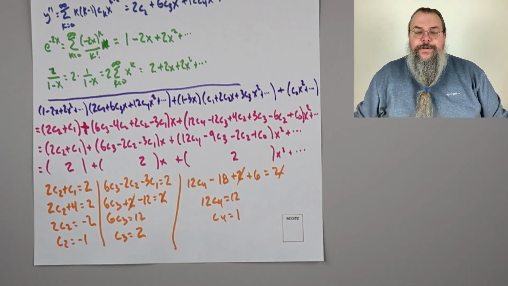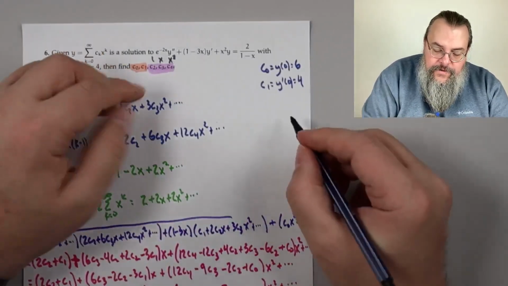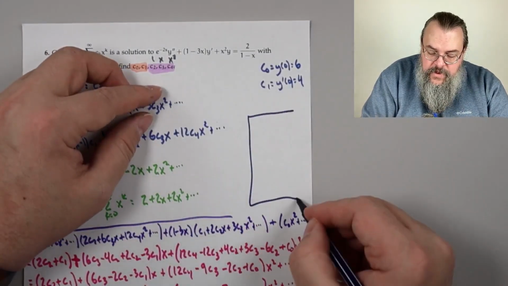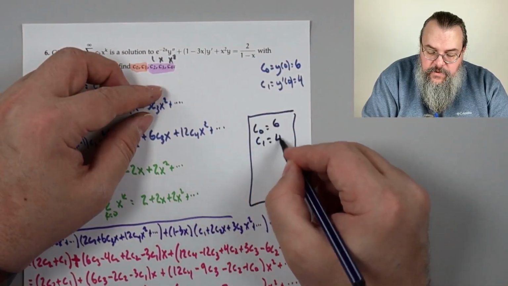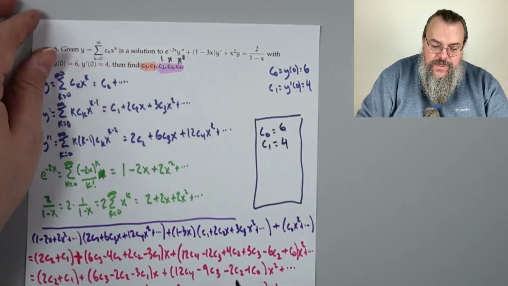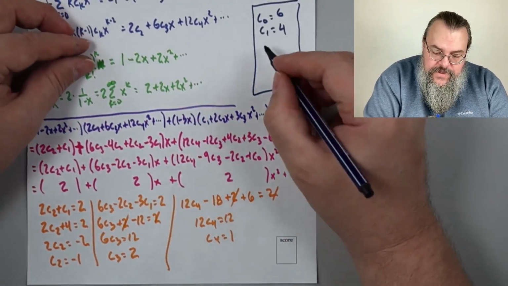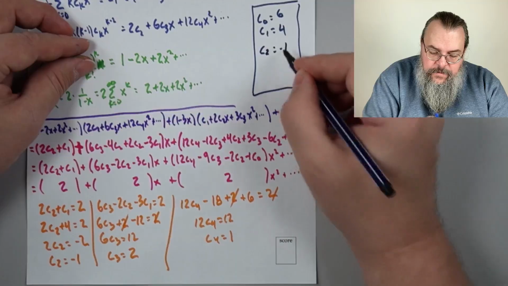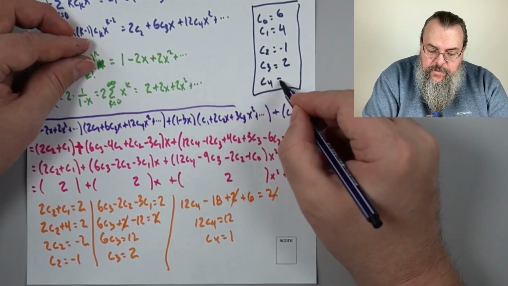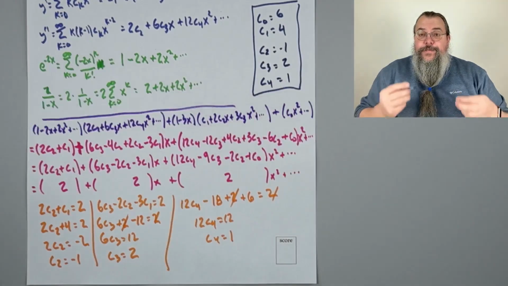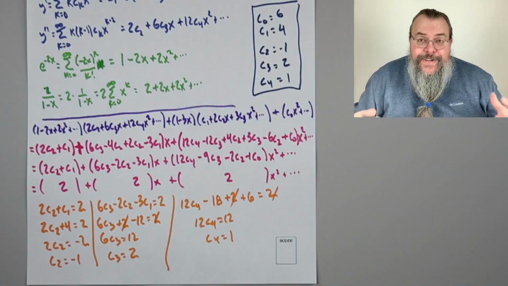All right. So we're done. We just have to put it together. So our list of coefficients are c0 equals 6, c1 equals 4 from initial conditions. And then from expanding and comparing coefficients, c2 is negative 1, c3 is positive 2, and c4 is positive 1. So 6, 4, minus 1, 2, 1. And that's it. There's the answer.